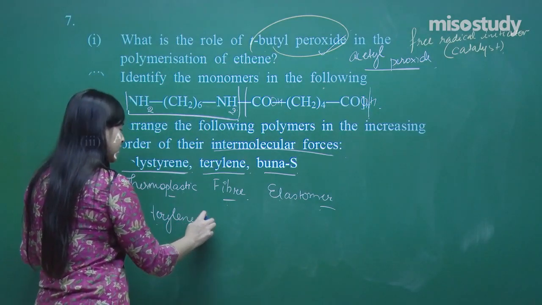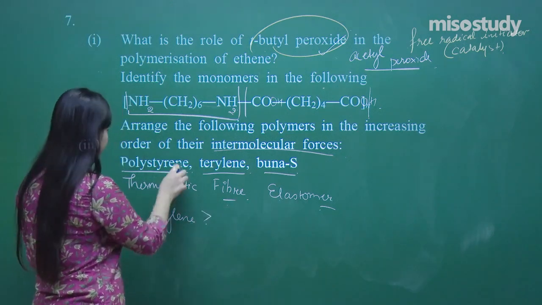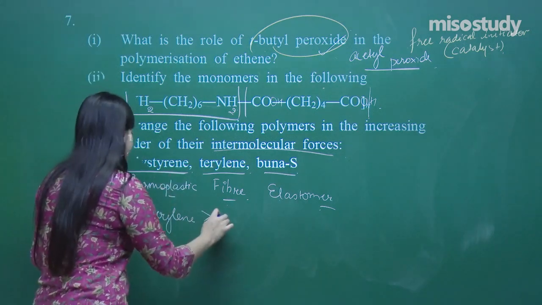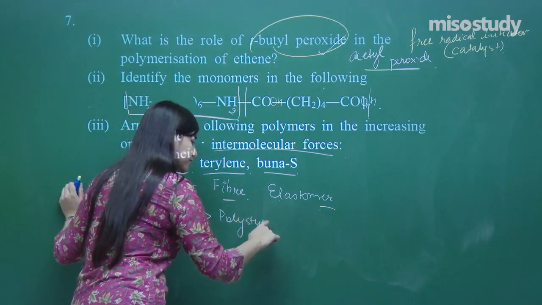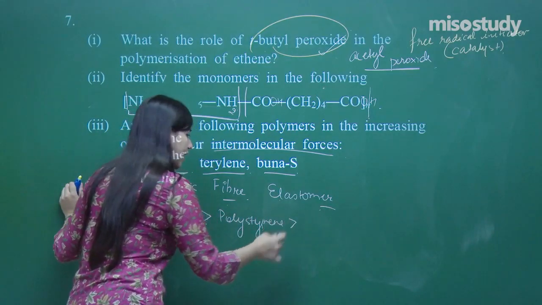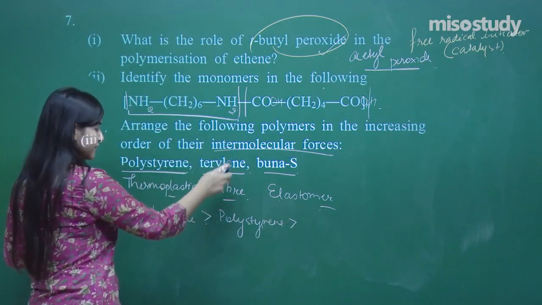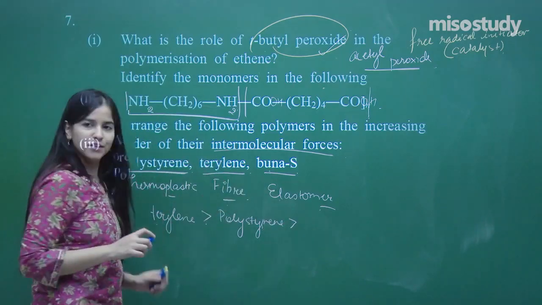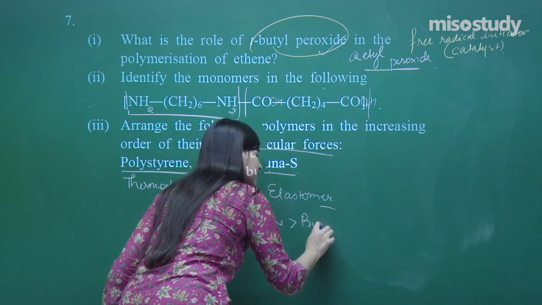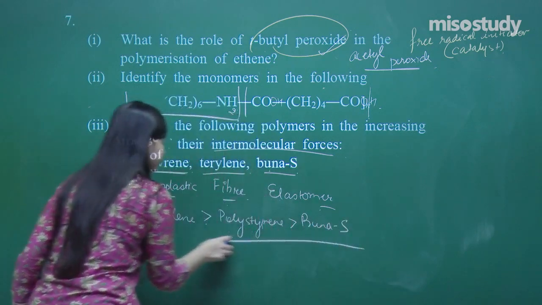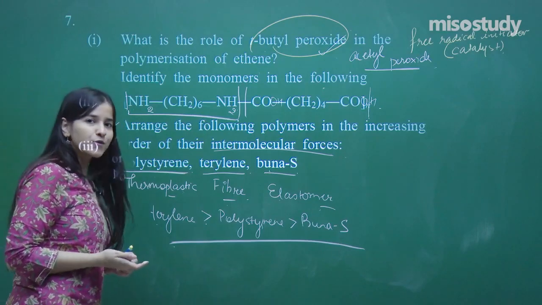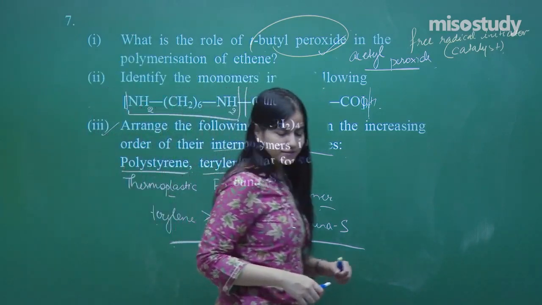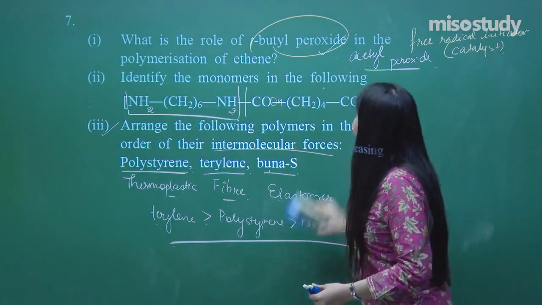Terylene, followed by polystyrene, and finally the weakest, Buna S. Clear? So that is what the order is. I hope everybody has got it. If not, just try to remember the examples, then you will get it. Fine. Let's move on.